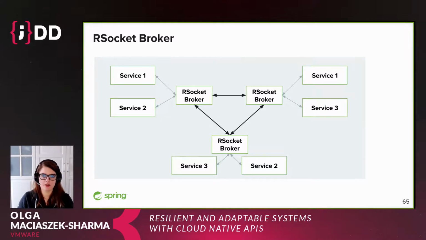So RSocket Broker works by having a small cluster of broker instances. And in this particular diagram, we can see three of them. As the services come up, they register directly to the broker when they connect. And each broker node communicates with the cluster, and you get a full picture of all the services that are connected. And so the broker becomes the de facto service discovery mechanism.